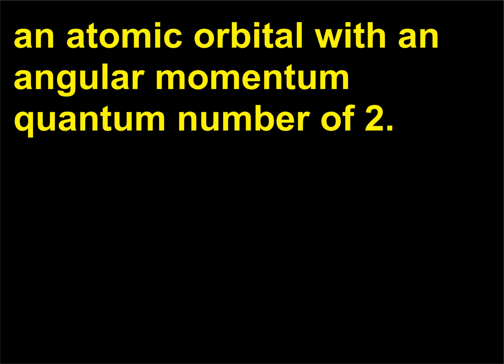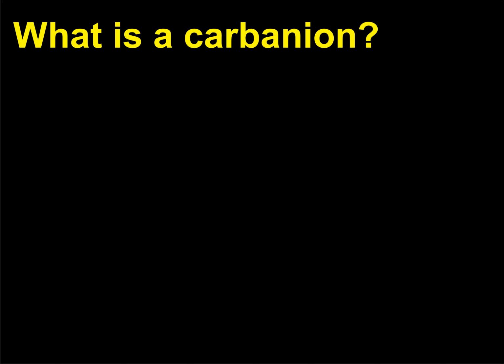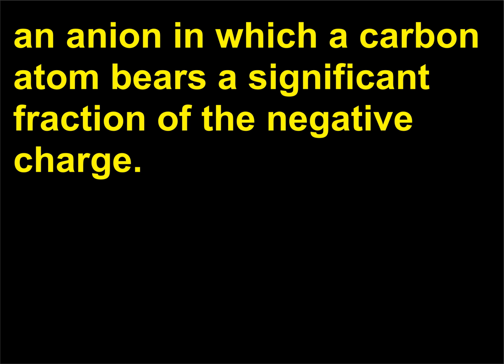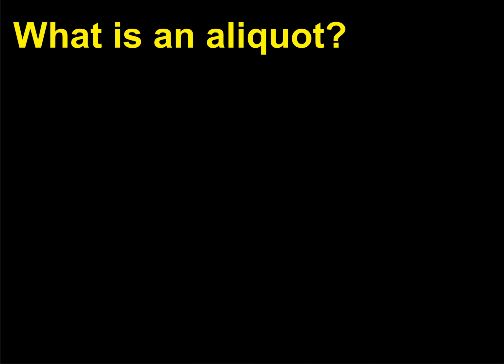What is a carbanion? An anion in which a carbon atom bears a significant fraction of the negative charge. What is an aliquot? A sample taken from a larger amount of a material.